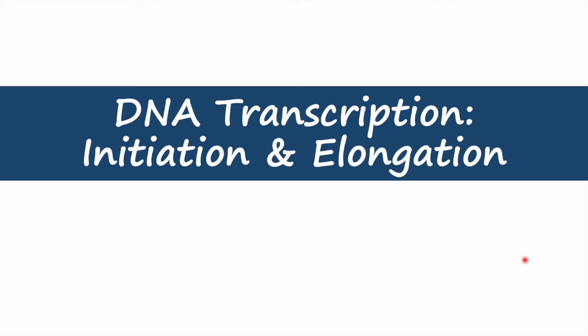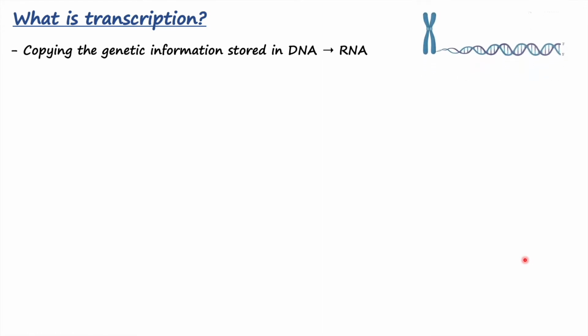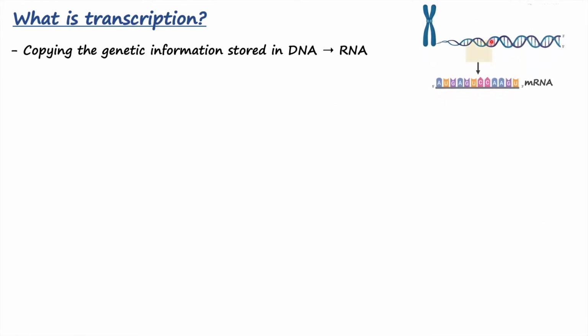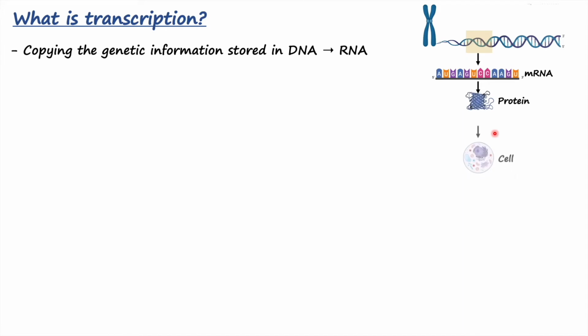So today I'll be talking about DNA transcription and specifically the initiation and elongation process of transcription. Transcription is basically copying the genetic information which is stored in the DNA molecule and using that information to synthesize RNA, and then RNA eventually is used to synthesize proteins, and proteins are important to perform cellular function, as well as they also define the cellular identity, and cells eventually make up the organ, and organs make up the body. So this is an important chain of life.